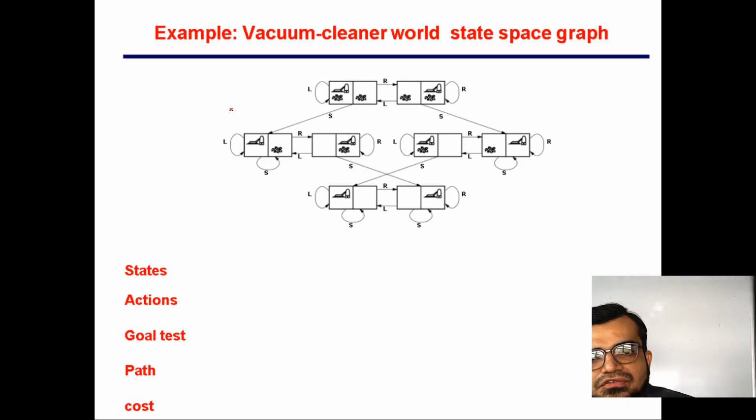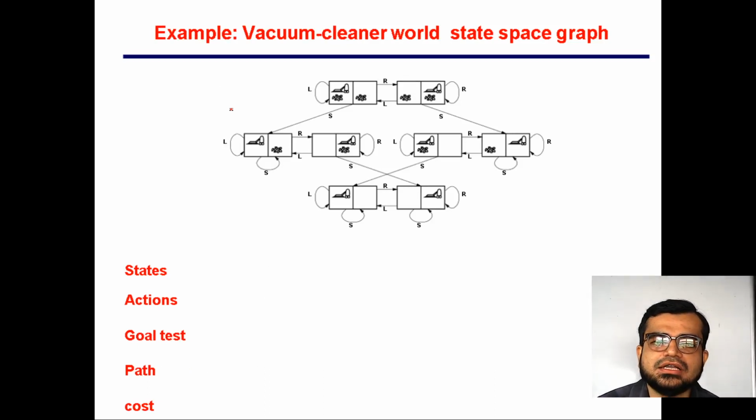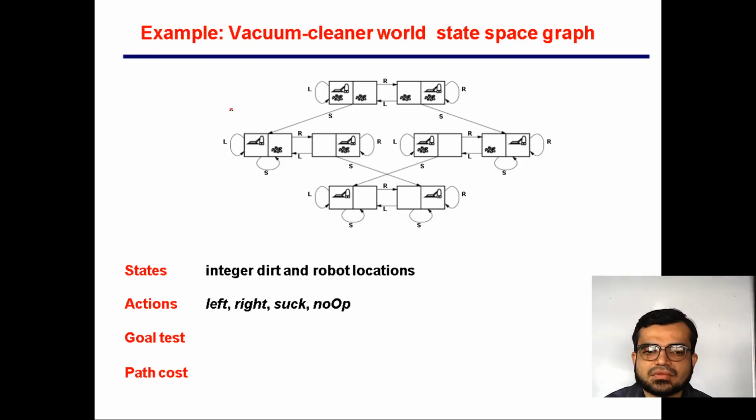Now let's look at the vacuum cleaner world. If you refer to the concept of the vacuum cleaner world, I explained it while explaining the agents concept, where I took two locations and some actions. So what are the states here? The states can be the dirt and the robot location.